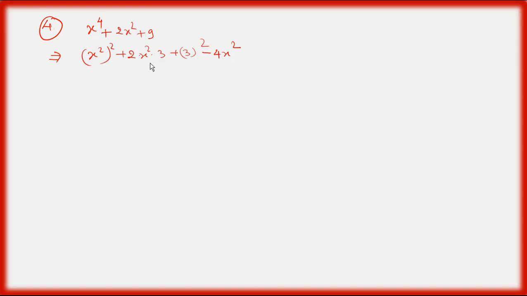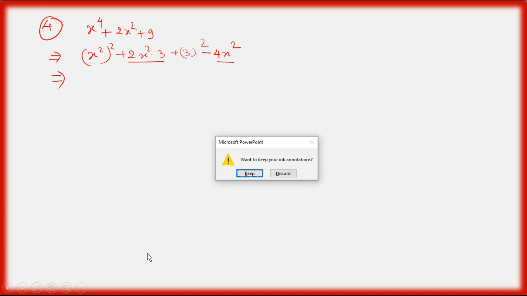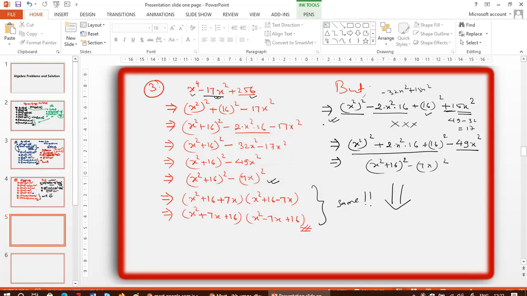Is it matching or not? You may think in that way. So in this case, x square whole square plus 2x square times 3 plus 3 square minus 4x square. 2 times 3 is 6x square. If we subtract 4x square, we will get 2x square and we will get the solution. Can you complete this problem, dear students? Can you solve this problem?